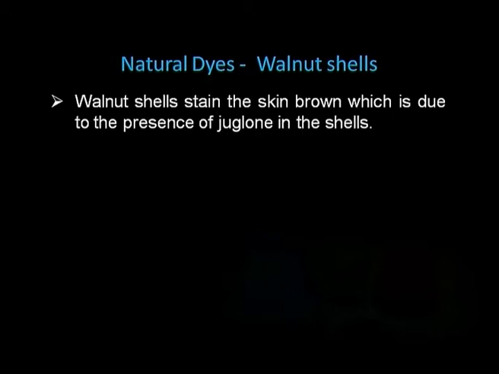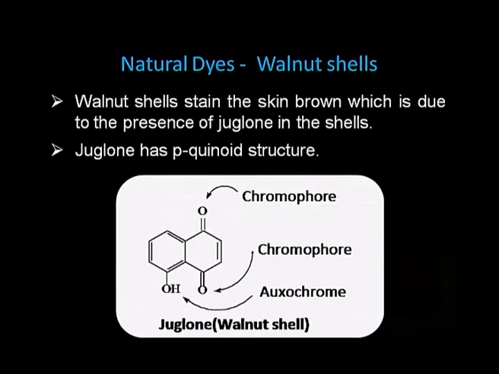We will then discuss another natural dye, walnut shells. The walnut shell stains the skin brown, which is due to the presence of juglone in the shells. This juglone has a paraquinoid structure. Here you can see juglone having this paraquinoid structure with chromophoric groups as well as an auxochromic group present in it, because of which it shows color.